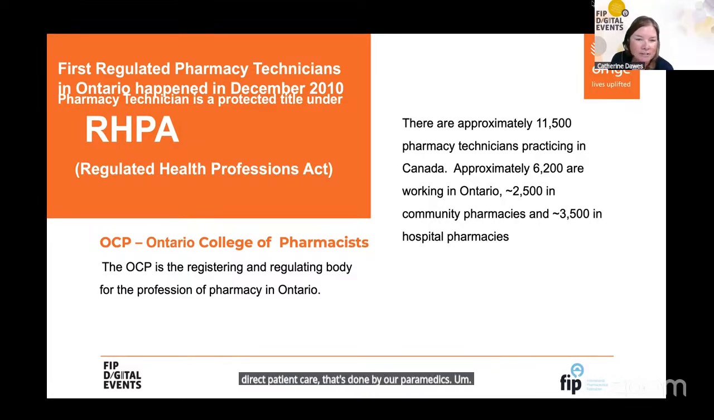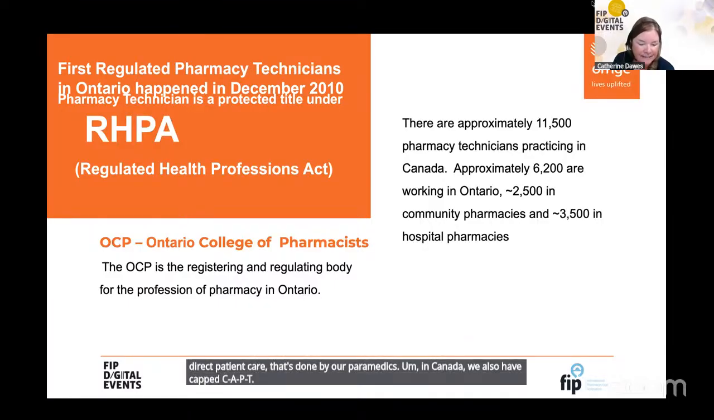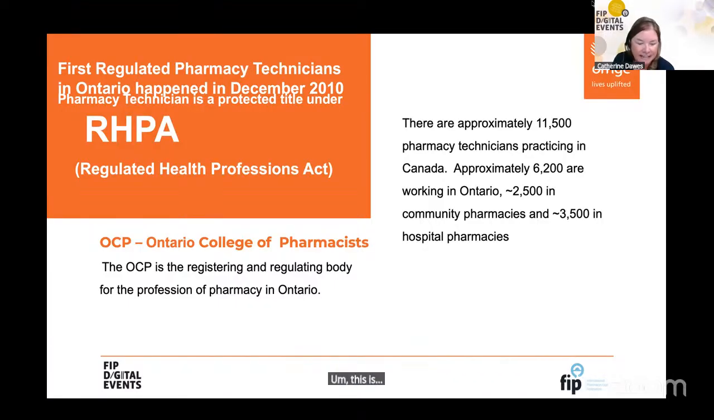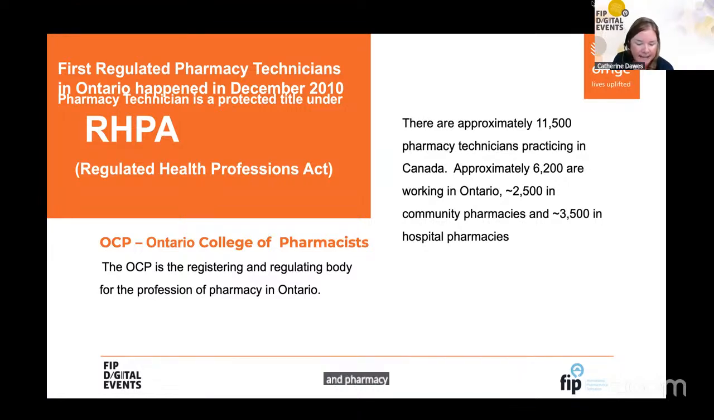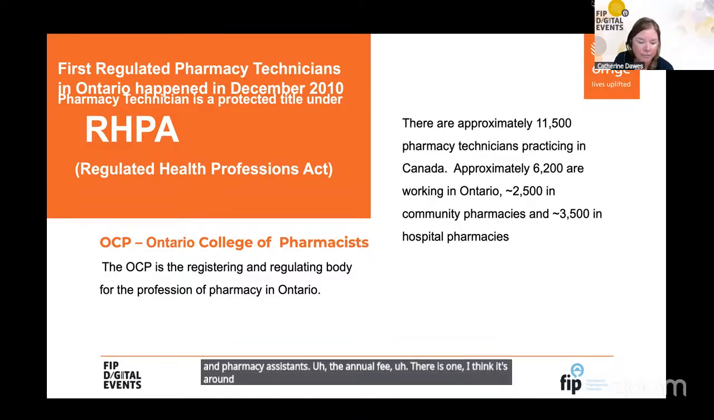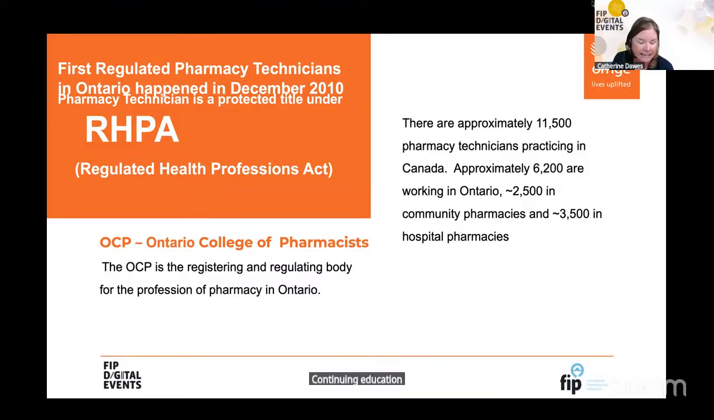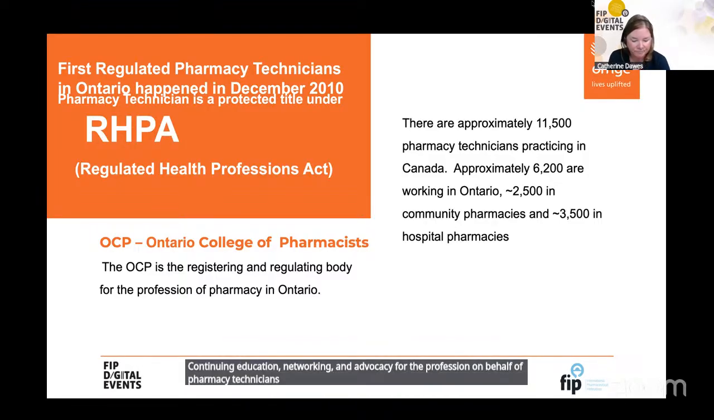In Canada, we also have CAPT, C-A-P-T. This is the Canadian Association of Pharmacy Technicians, which is a voluntary national organization for pharmacy technicians and pharmacy assistants. The annual fee, there is one, I think it's around $100. And CAPT offers conferences, continuing education, networking, and advocacy for the profession on behalf of pharmacy technicians.